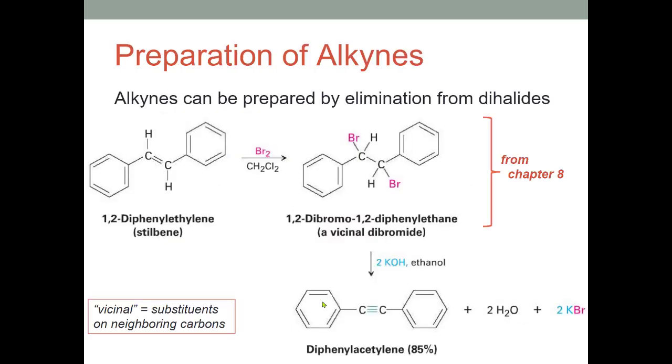Now, how do we make an alkyne? Well, very much in the same way that we can do an elimination reaction from an alkyl halide to generate an alkene. We saw that in chapter 8. If we treated an alkyl halide with a base, we could get an elimination. The same is true here. However, we'd have to start with a vicinal dihalide. Vicinal just means that the two things are on neighboring carbons. Vicinal is from the same root as the word vicinity. So these two are close to each other, neighboring carbons.